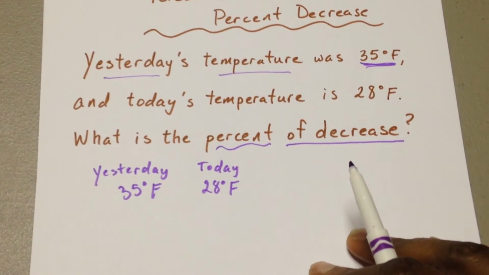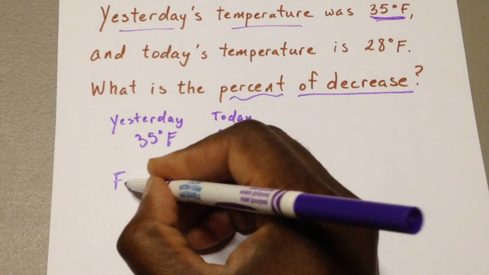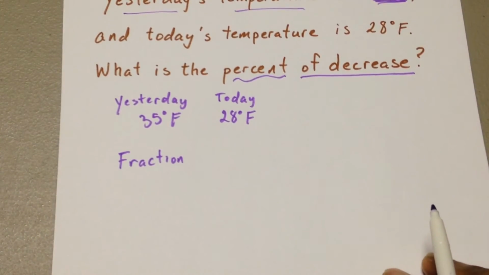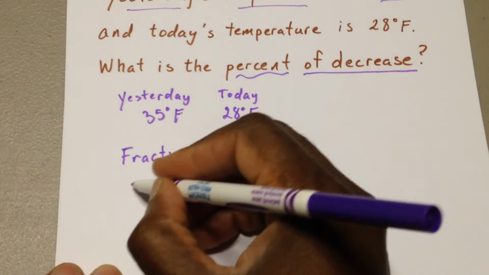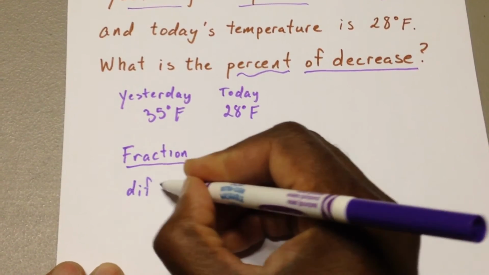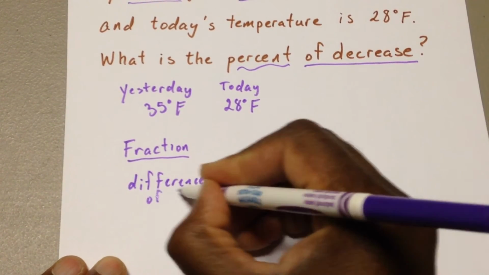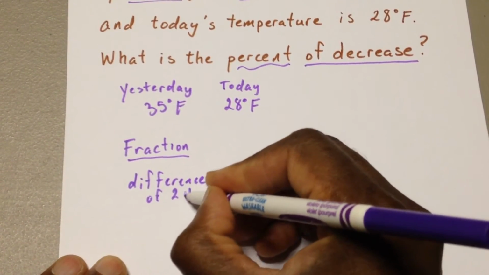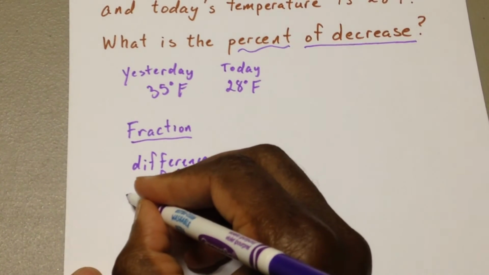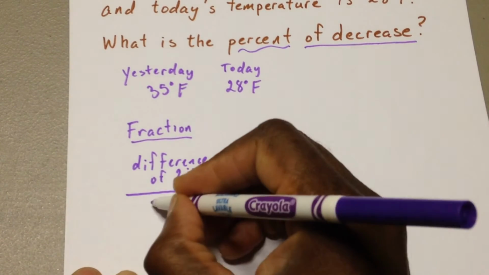Now what we're going to create first is a fraction. So first thing I want to create is my fraction. Now my fraction is going to be made up of the difference. This fraction is going to be made up of the difference of the two items, over whatever the original number is.